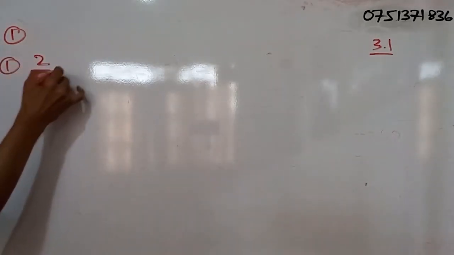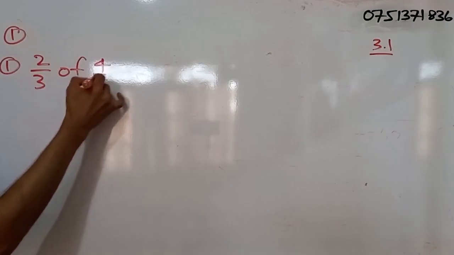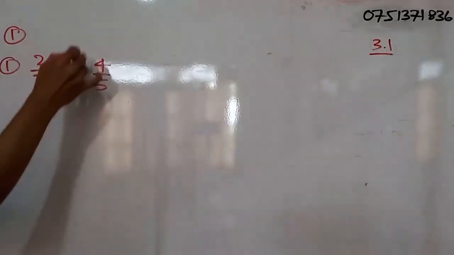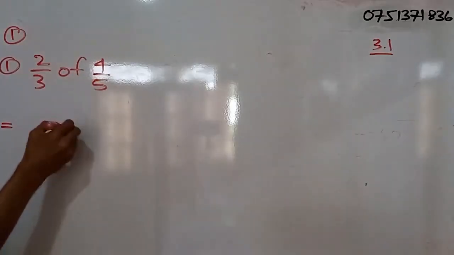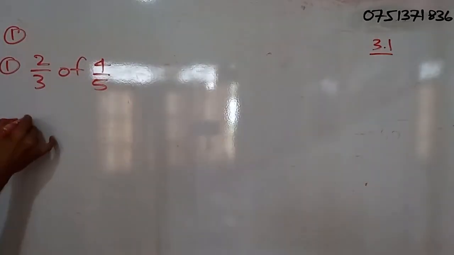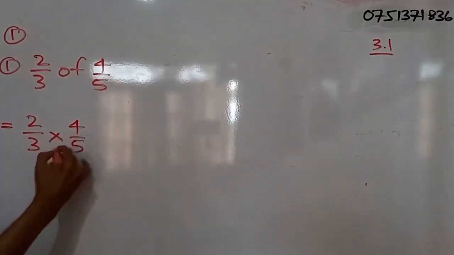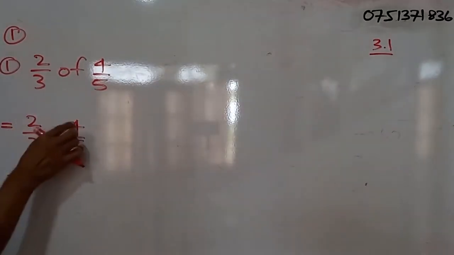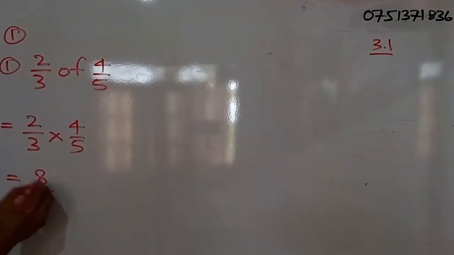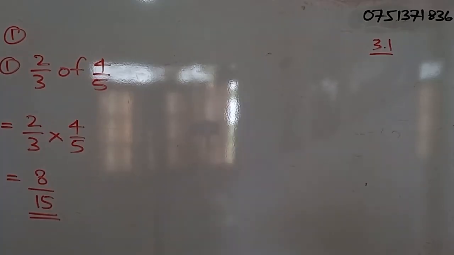So 2 by 3 of 4 by 5. So we know when we use the term of, instead of we can use what? The multiplication symbol. So 2 by 3 multiplied by 4 by 5. Okay, so here numerator into numerator we get what? 8. Denominator to denominator we get 15. So the answer is 8 by 15.